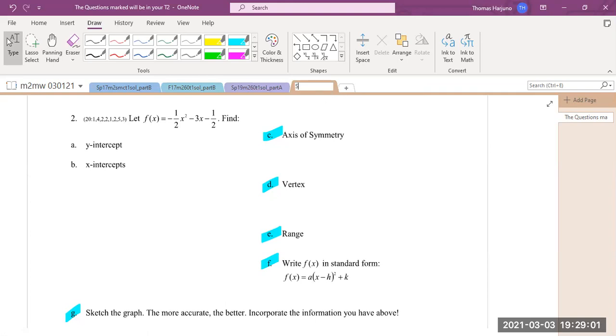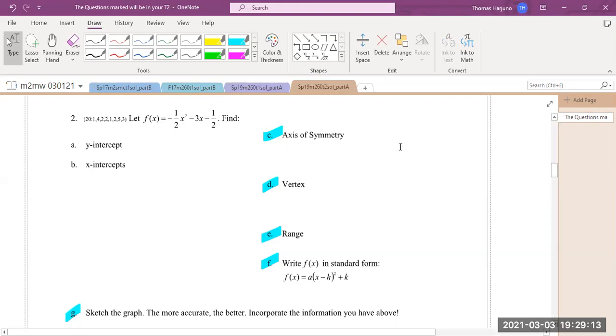So let me just bring up number 19, Math 260 test 2 solution, part A. We will do the easy ones, the ones that we know already. Here the y-intercept is when x equals 0, the y will be -1/2. So the y-intercept will be (0, -1/2).